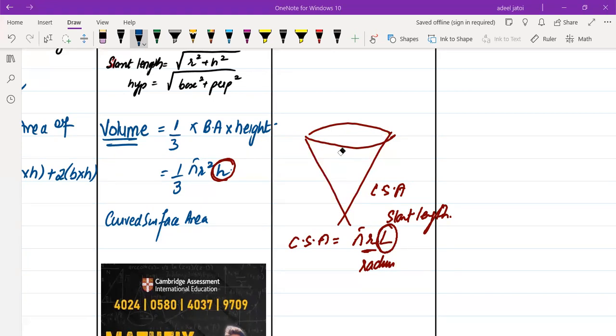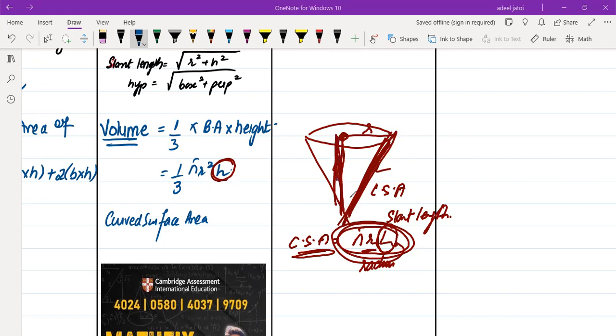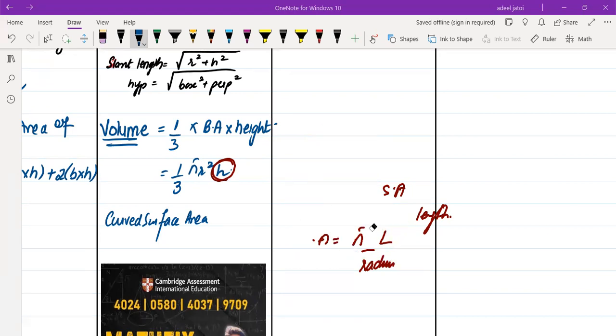But when we are talking about the slant height, this is your height, this is radius, this is height, and this is your L. So when we are talking about curved surface area, we use pi r L, and in the L, we use the slant length. Whereas in the volume, we use the height only, and height is normally given in the question. So the formula of the curved surface area is pi r L.